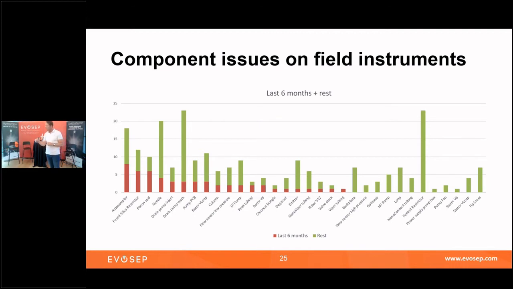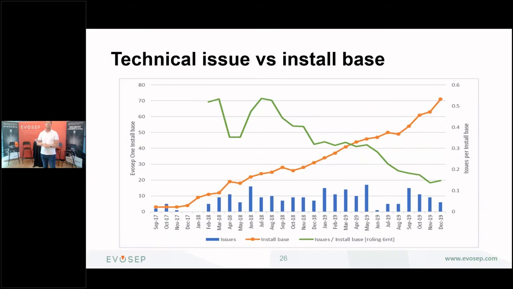So if you move to the next slide, this is again tracking the issues, but as a function of the install base. The slide is now a few months old, but the orange graph shows the actual install base, the number of instruments out there in the field, and the green graph shows the number of technical issues divided by the installed base. As you can see, it's almost linear and pointing down towards zero, and we will continue to work so that it gets as close to zero as humanly possible. It's simply part of our DNA and part of the design objective.